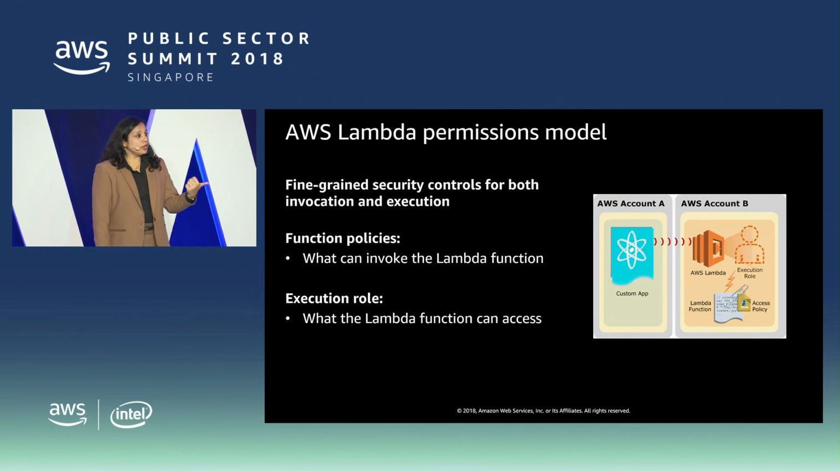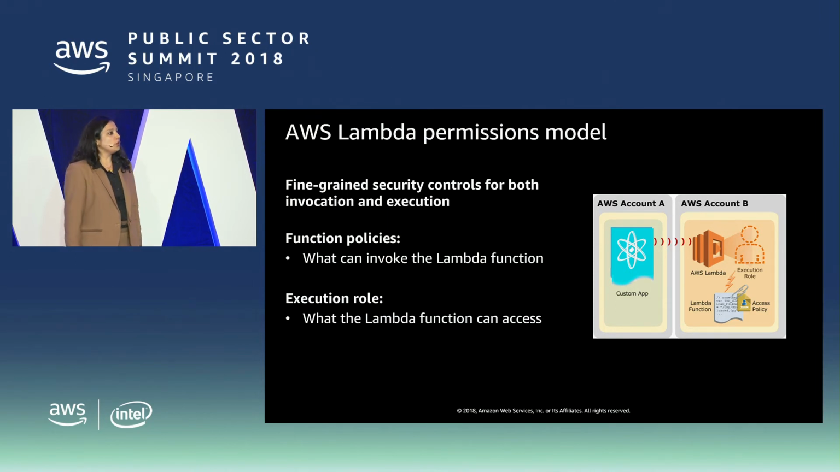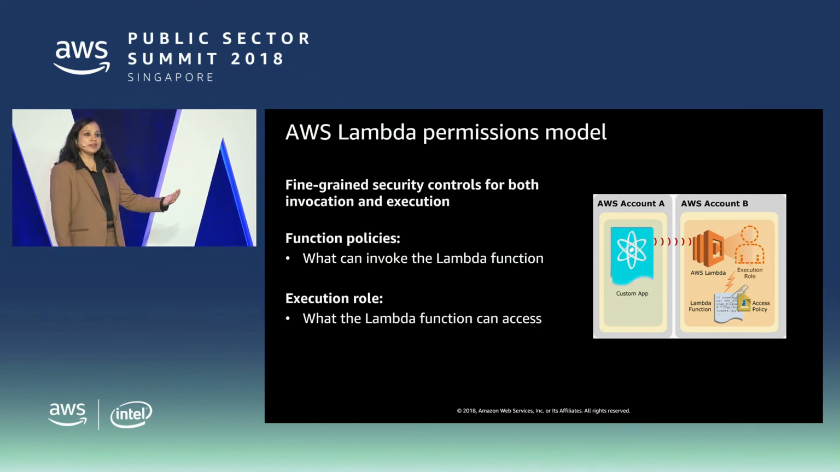Second, you have the execution roles, where you can see what the Lambda function itself can access. Can it access a certain database? Can it access a certain file system? Is it allowed to send a certain notification? So you have both kinds of access, given by function policies as well as execution roles. Now let's understand from Chichuan what his experience was with this seemingly perfect service.